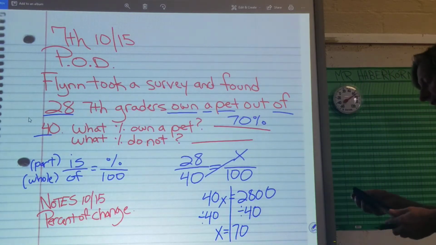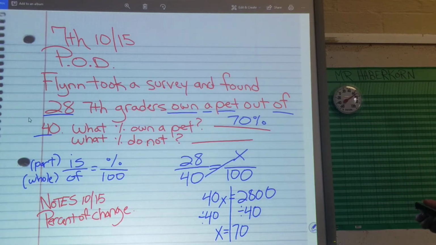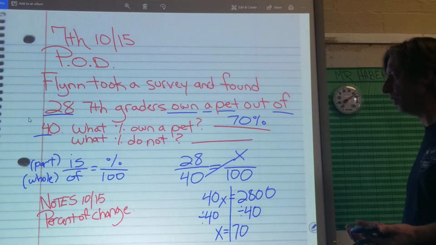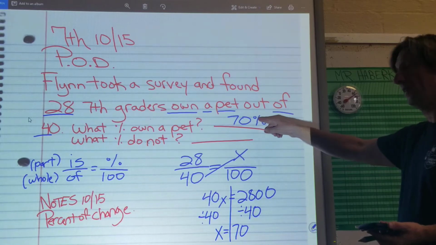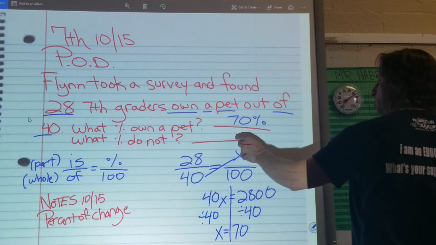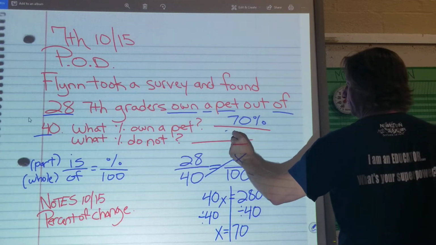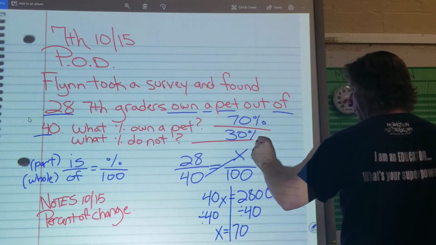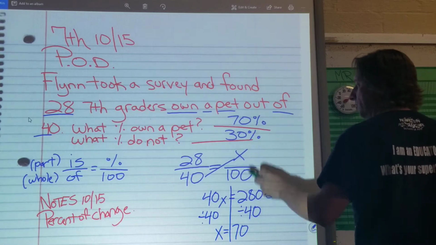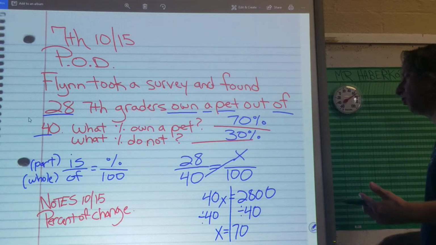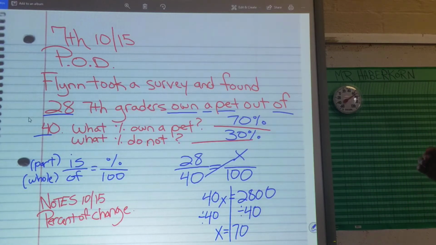Well, if 70% own a pet, what percent do not own a pet? Well, all you have to do is there's 100% total, right? So do 100 minus 70. We have to make these add up to 100. So 70 plus what is 100, right? That's going to be 30%. 100 minus 70 is 30. 70 plus 30 is 100. Either way, got to make it add to 100%. Okay? So 70% own a pet. 30% have no pets. They don't want to pick up dog poop.